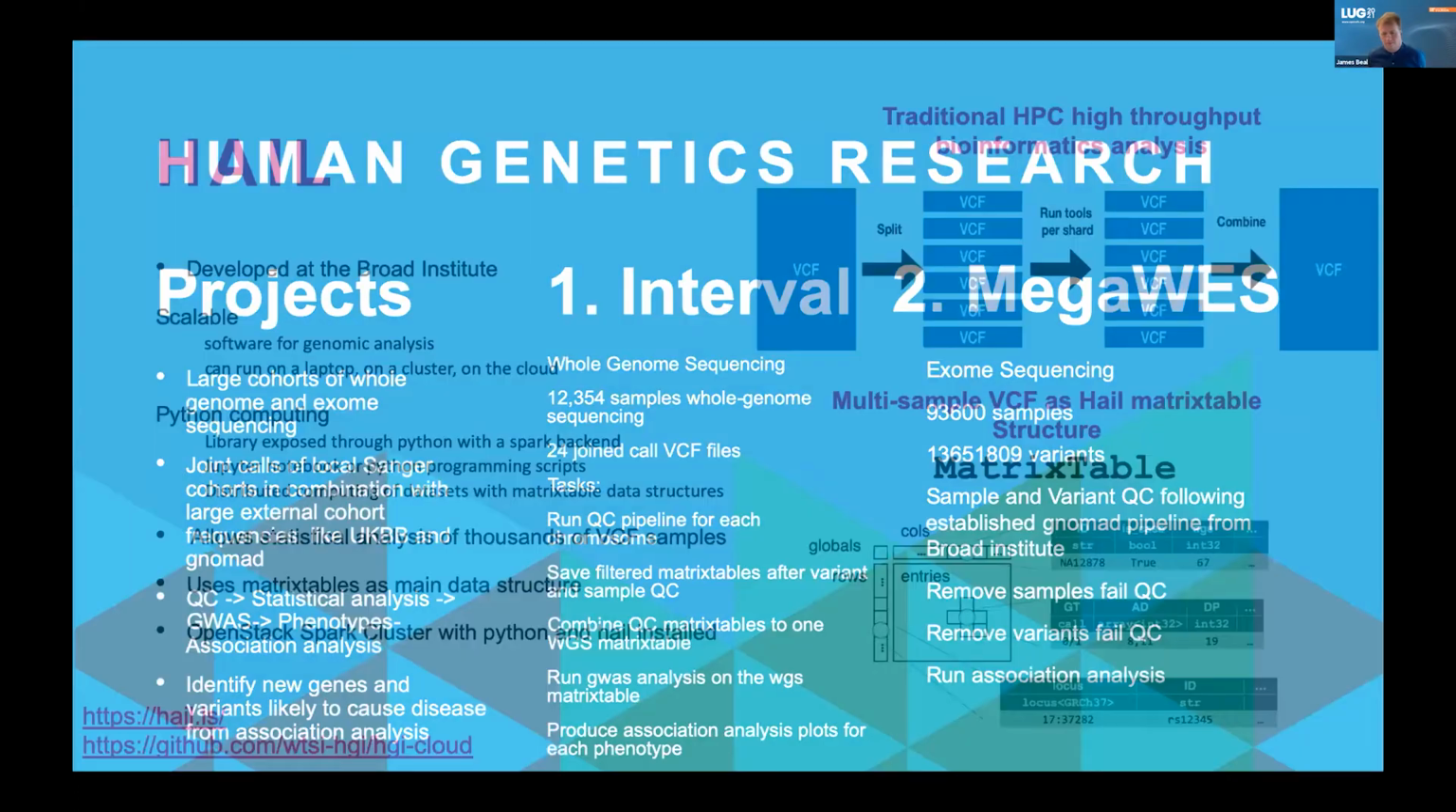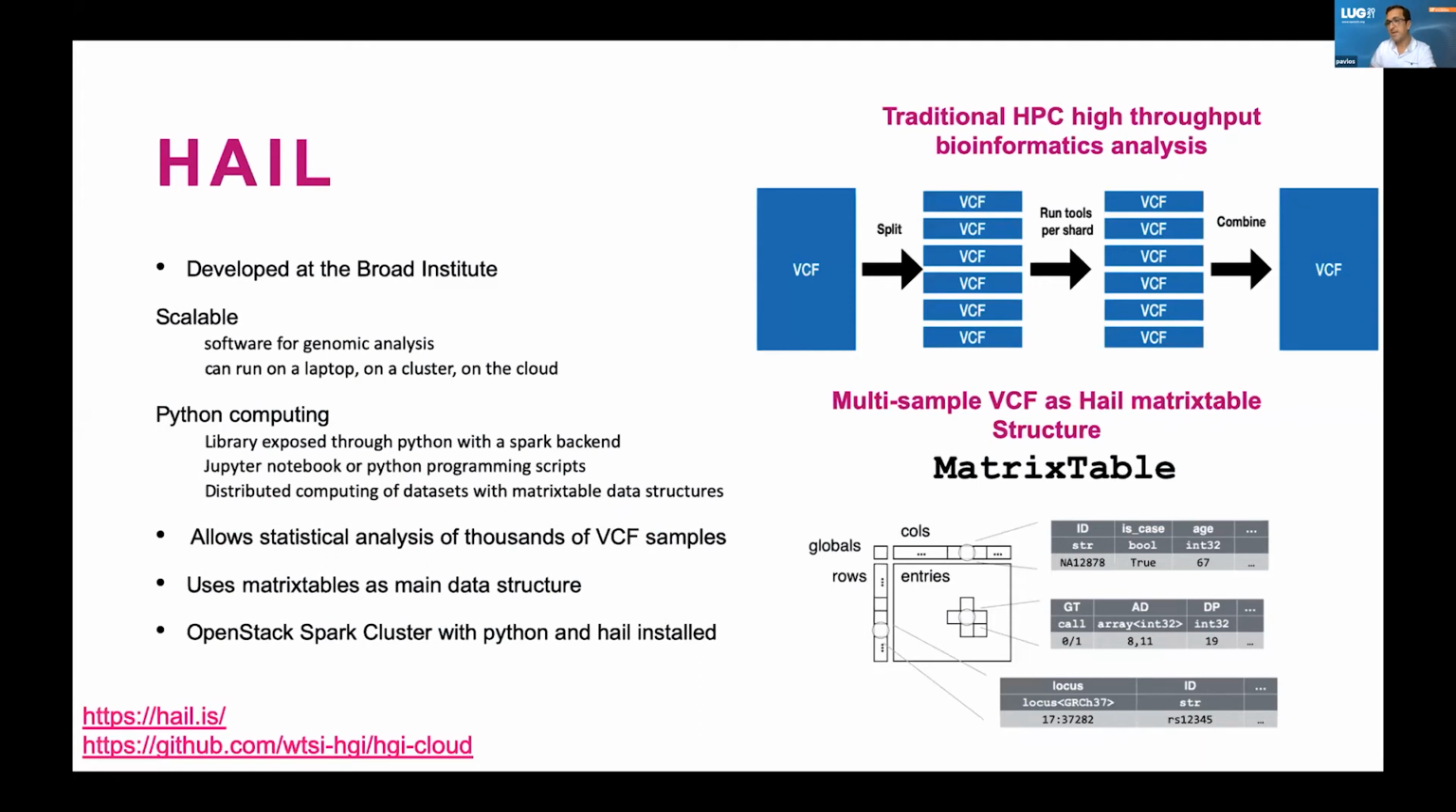For the last couple of years, the human genetics department has moved to Hail for its large high throughput analysis of genomic data sets. Traditionally, using an HPC, we've been doing high throughput analysis using parallel execution of algorithms: splitting the giant VCF into multiple smaller parts, running each shard in parallel and getting the results for each individual shard, and then combining them all together at the end to produce a final result.